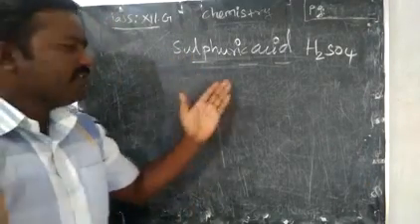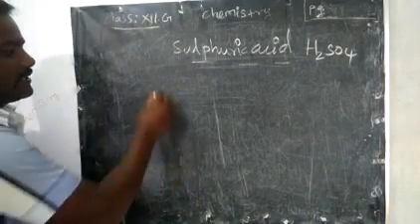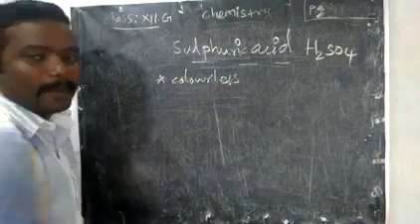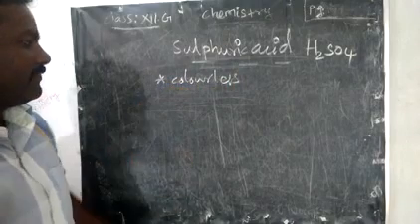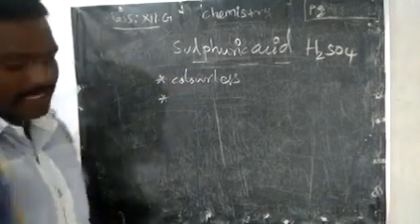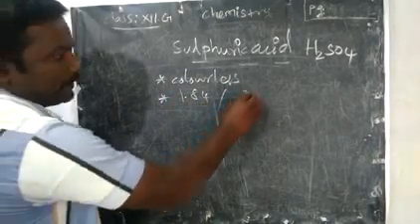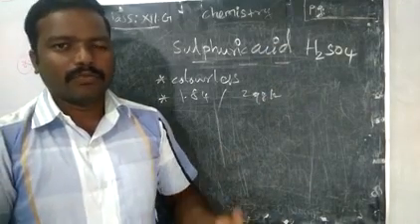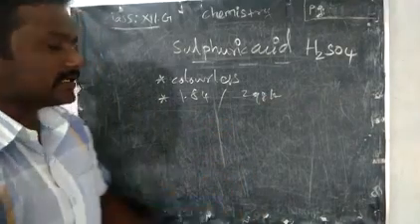Now physical properties. What's the color of sulfuric acid? Yes, colorless. We may see in the laboratory. Colorless, right? And it is also a very viscous liquid, having high viscosity, that is 1.84 at 298 Kelvin. So we can see it like oil. We can see it is a viscous liquid.